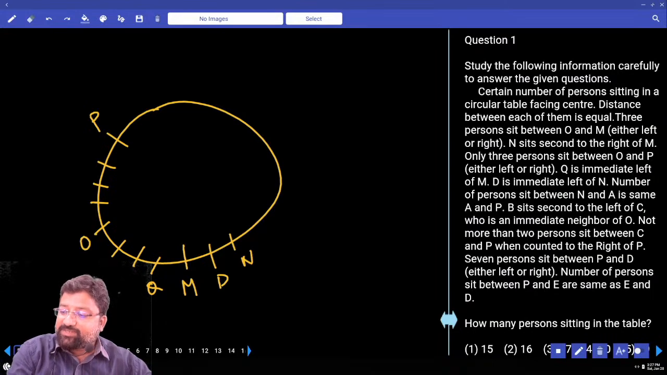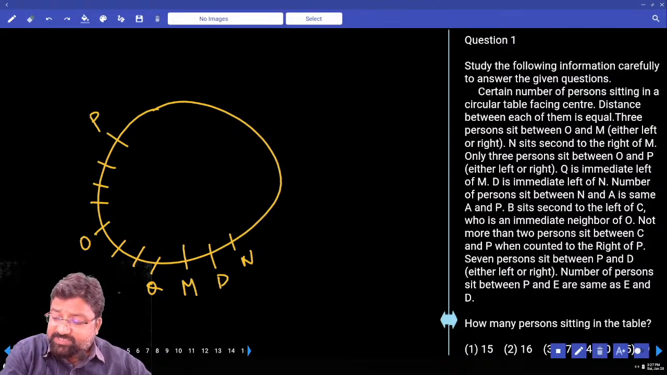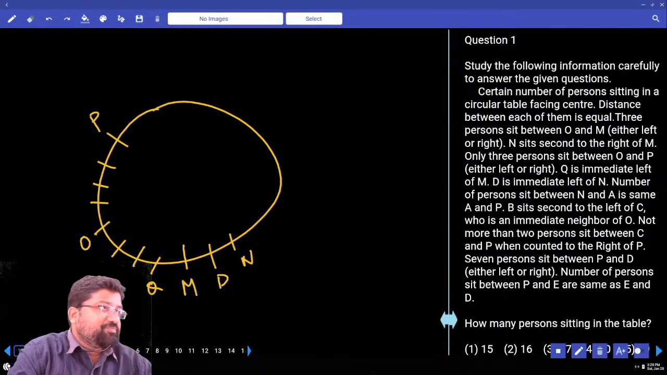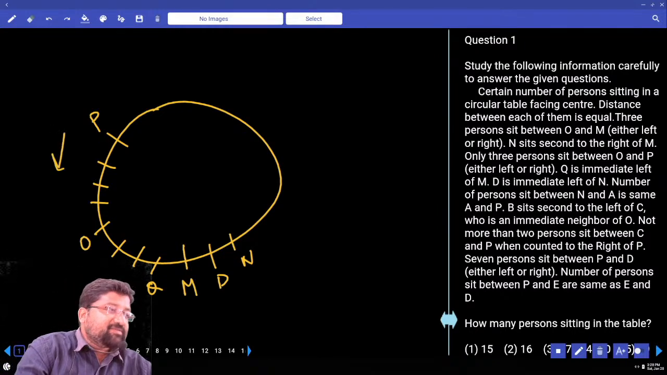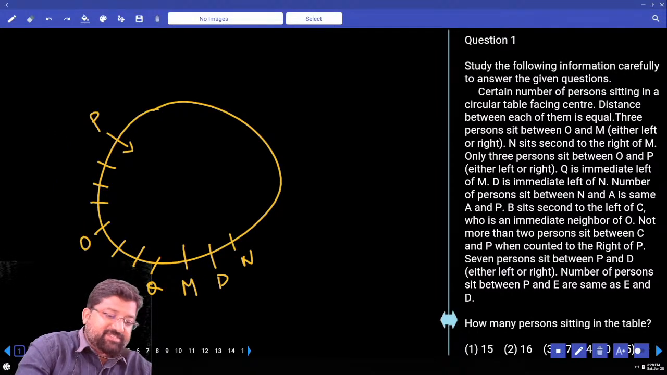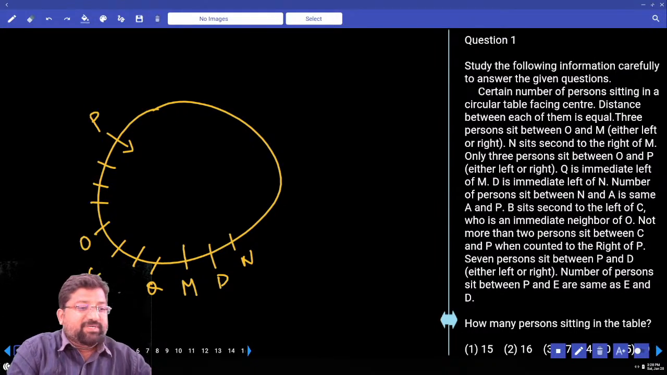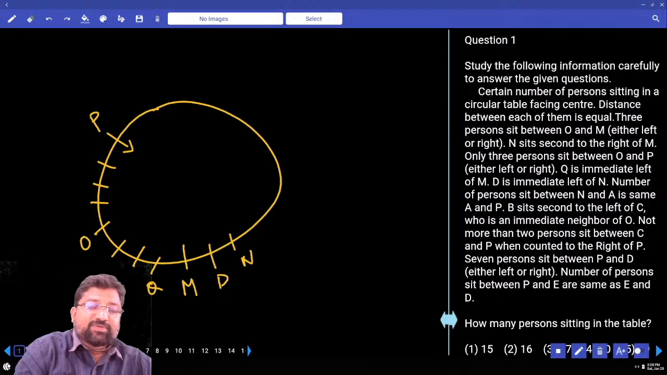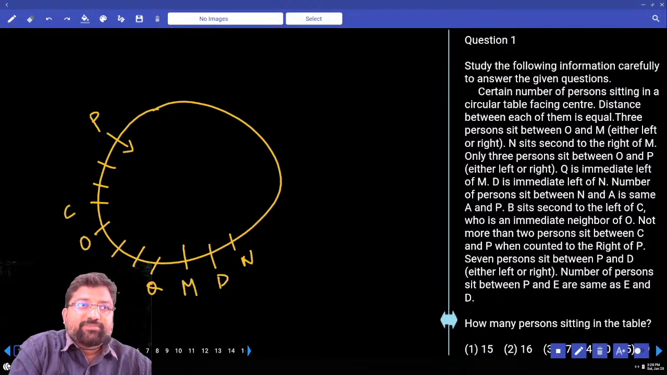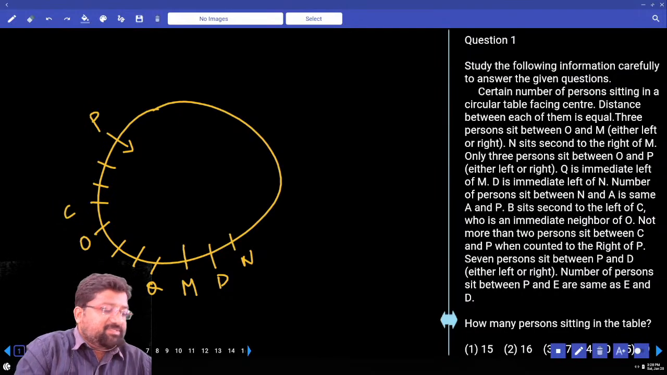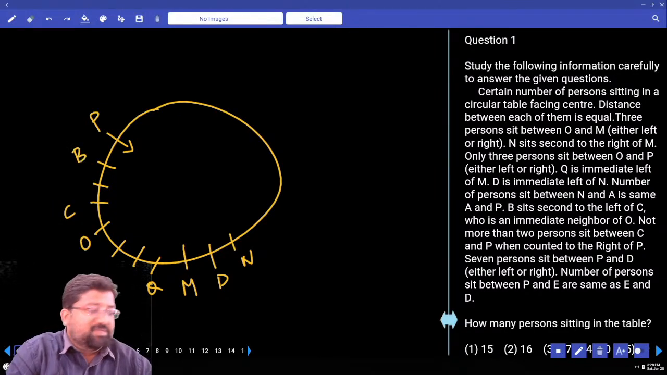Look at the next line here. Not more than 2 persons are sitting between C and P when counted to the right side of P. Right side of P, on the inside, because P is facing inside. Not only P, everybody is facing inside. If I put C here, how many persons are between C and P? 4 persons. But it says not more than 2. This definitely has to be C because C and O are immediate neighbors. Second to the left of C is who? B. Clear? Next line.